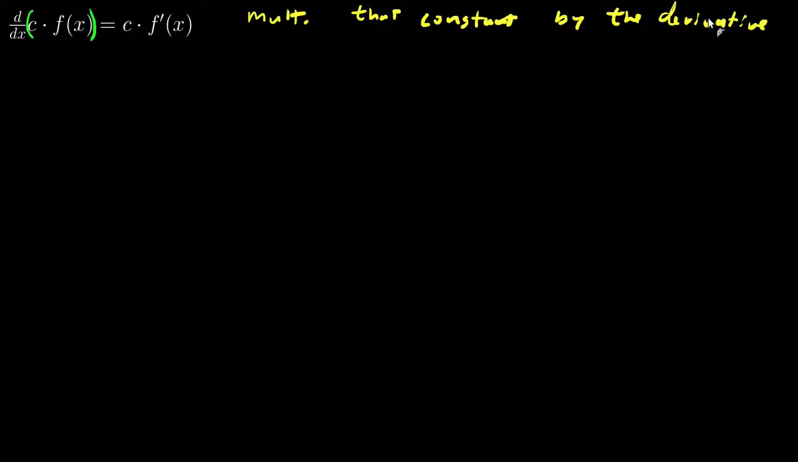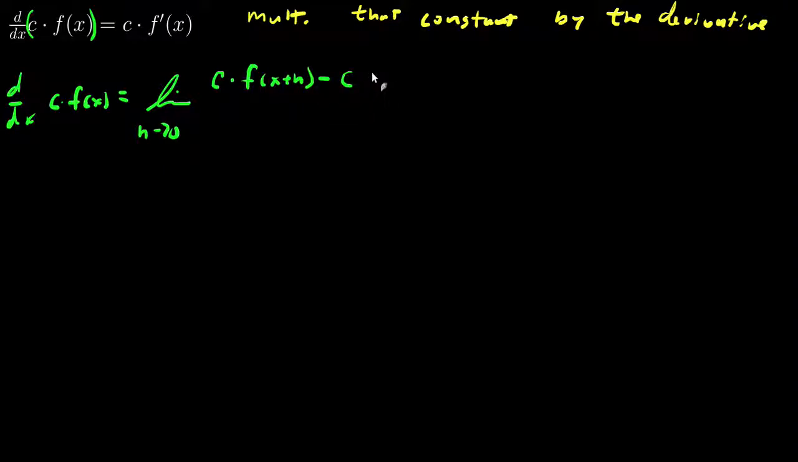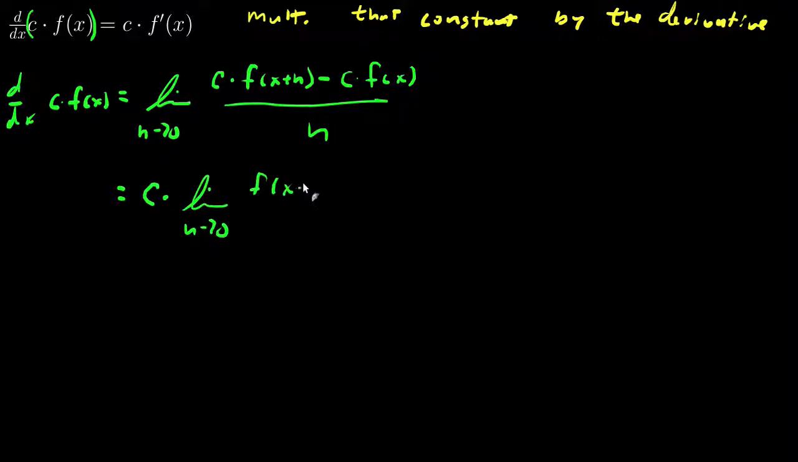Now, if you don't want to see a proof, skip on down to the second example, but I will give a quick proof of this. Again, it's worth understanding why things are true. So the derivative with respect to x of c times f of x will be the limit as h approaches 0 of c times f of x plus h minus c times f of x all over h. But I can factor out this c from the numerator and factor it actually all the way out of the limit. There's no h's in this c, so that's going to equal c times the limit as h approaches 0 of f of x plus h minus f of x all over h.